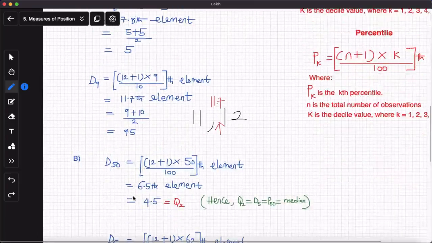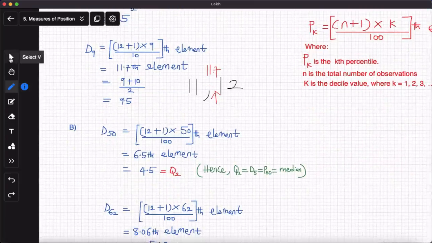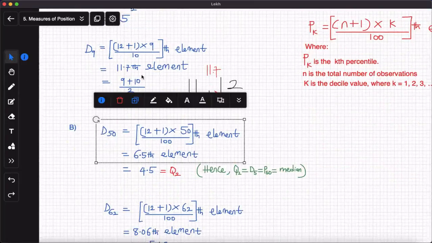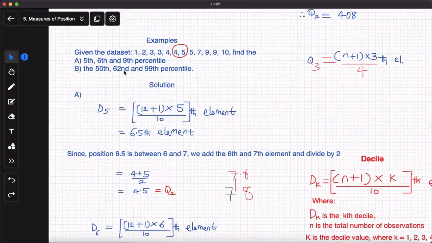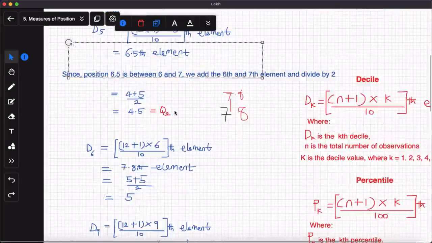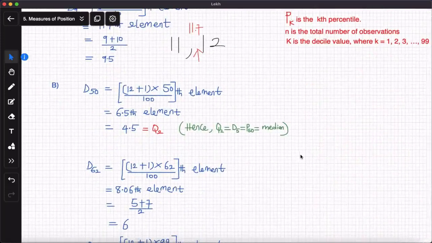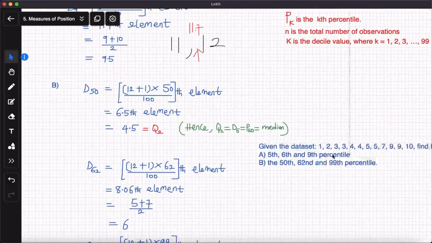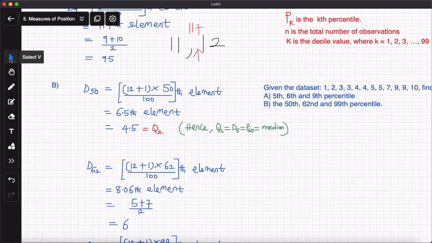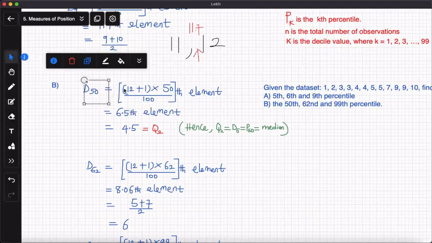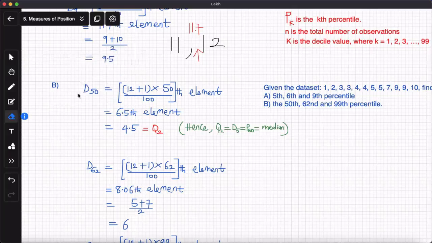So let's go on. All right, this is not actually D, this is percentile actually. So let's copy the question to help us so we can see. Now, we can see the question here. So this actually is not D, this is P. Sorry about that. So this should be P, so P50.